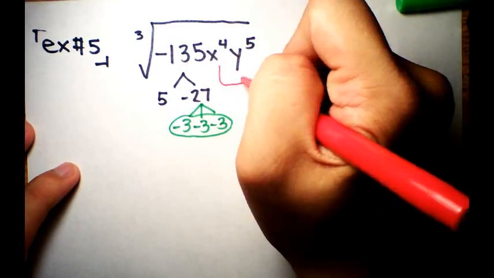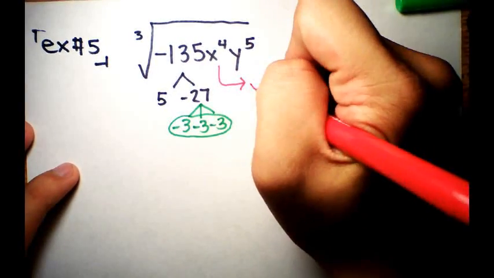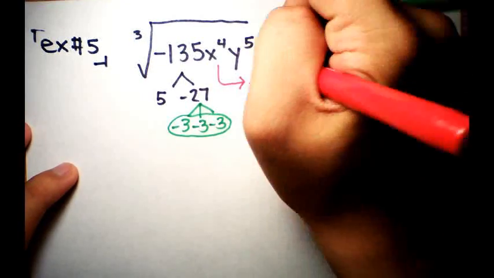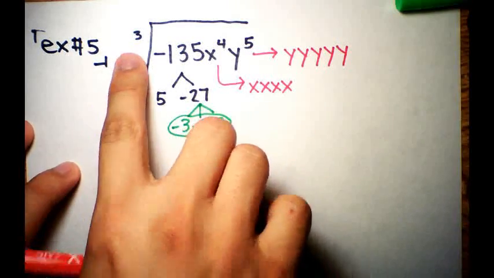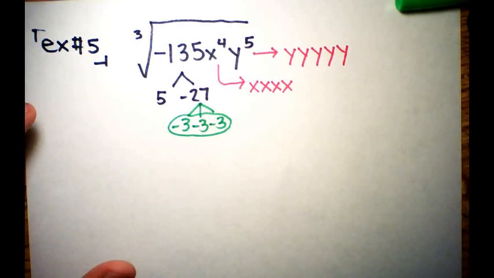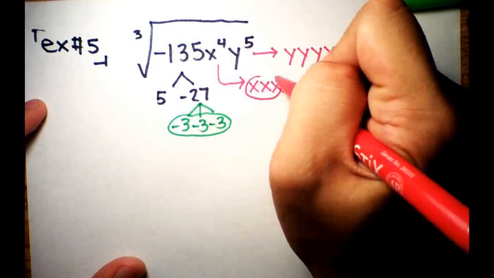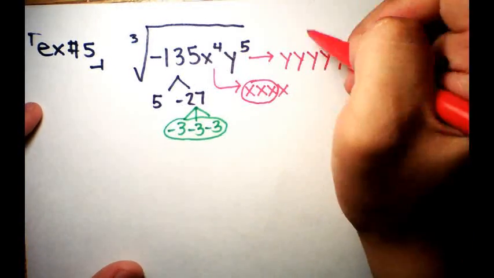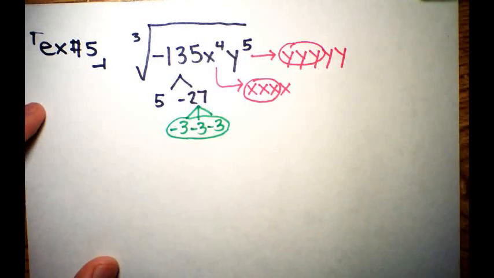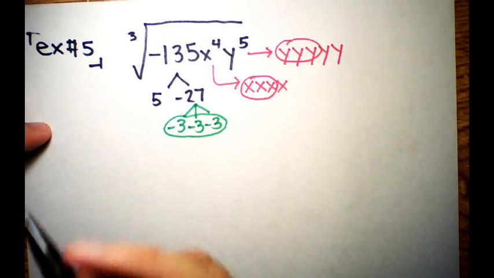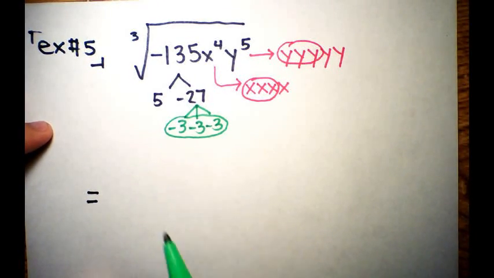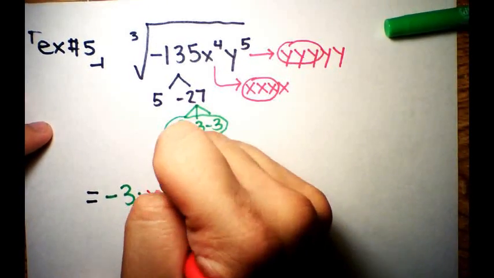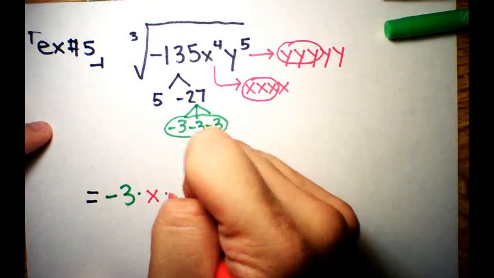Alright, I'm going to expand the x to the 4. That means that we have 4 x's, 1, 2, 3, 4. And that y to the 5th, we have 5 y's, 1, 2, 3, 4, 5. Remember, we're not dealing with square roots, we're dealing with cube roots. That means that we're going to take this triplet right over here, and I spot another triplet of y right over here. Remember, after you spot those triplets, you're only going to bring out one of them outside that cube root. So only take out 1 times x, only one of those, and then times y.